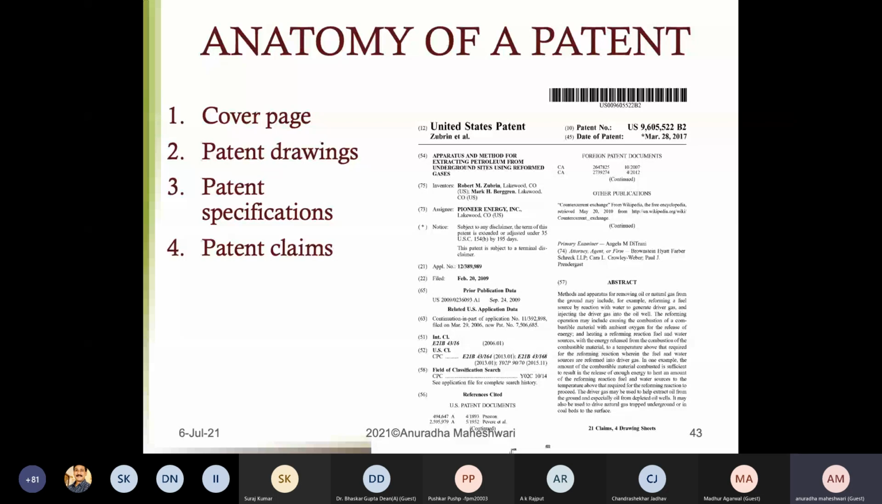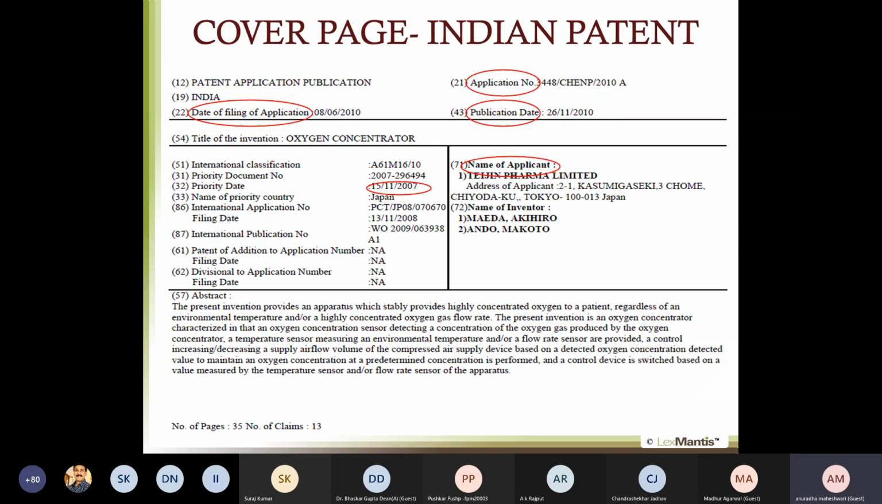Very quickly, what is the anatomy of a patent? How does a patent document look? It has a cover page, patent drawings, patent specifications, which I have talked about, and patent claims. This is how the cover page of a patent looks. You can see the date of application, publication date, application number in another geography, name of applicant, Tejan Pharma Limited. All the details that you want about the patent, you can immediately get on the cover page. I take a look at the cover page and we know all the history and geography of the patent.